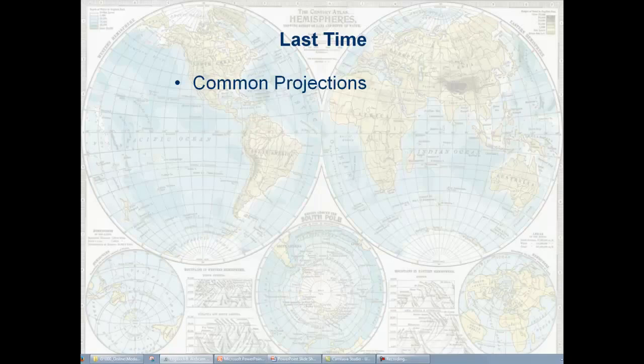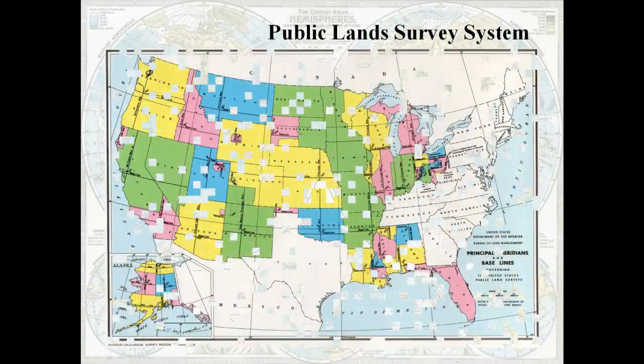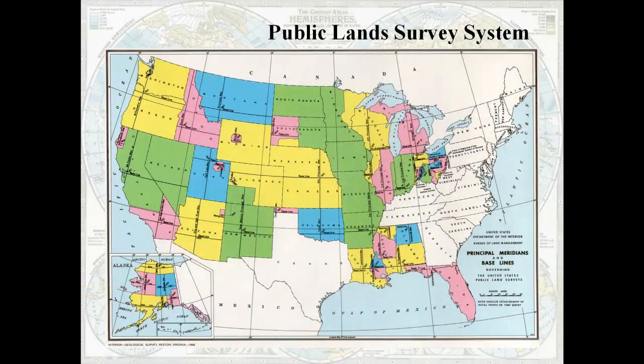There's one other coordinate system that's used a lot in the United States, and that's called the Public Land Survey System. This is a map that shows the Public Land Survey System, so it's actually a collection of coordinate systems that describe land parcels throughout most of the United States. And this started right after the Revolutionary War. Thomas Jefferson proposed that it happen.